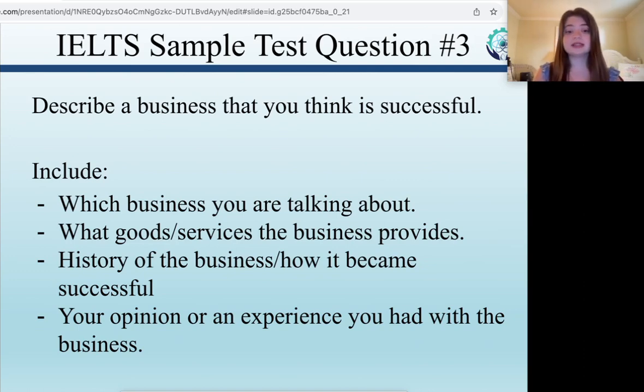An experience I've had with the business or my opinion. Well, I think that the business model is very good. It's very strong. They really think about what people actually want and they deliver it. They recognize people value things being fast and things being convenient and being inexpensive, and they deliver that, right?